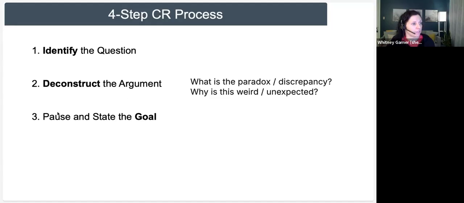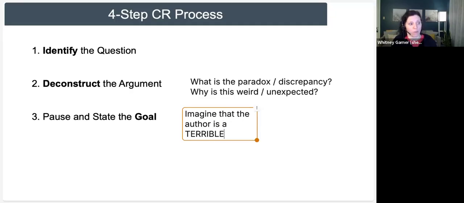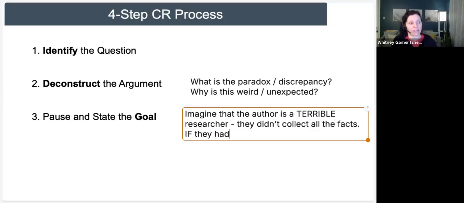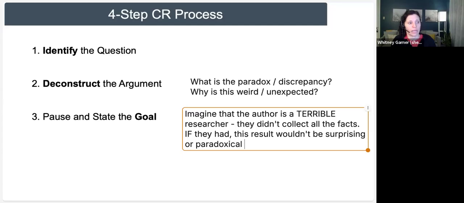Here's the way I think of a discrepancy question. I like to imagine that the author of my little paragraph is a terrible researcher. They're just like an idiot. They're just a complete and total idiot. And they didn't collect all the facts. If they had, this result wouldn't be surprising or paradoxical at all. It would seem completely normal.